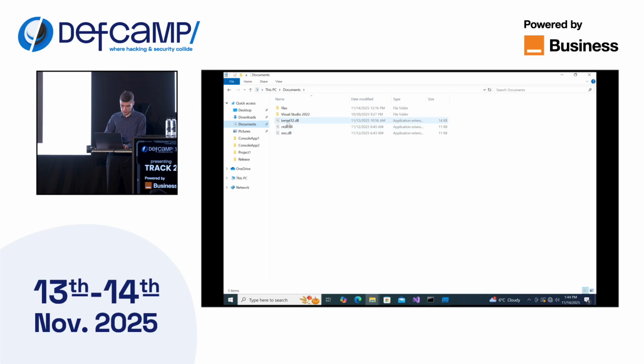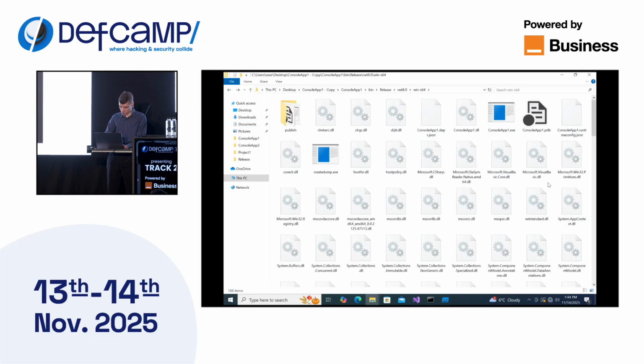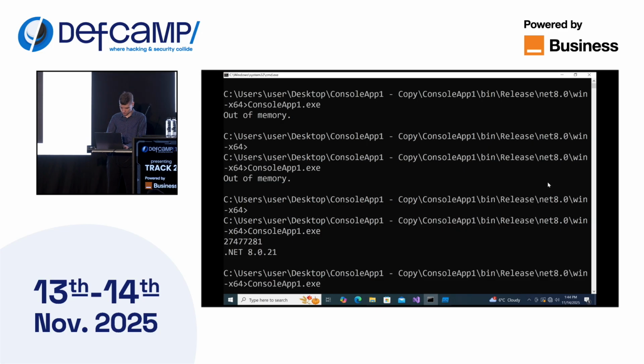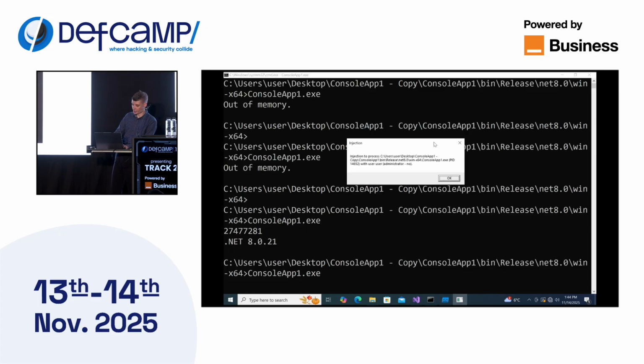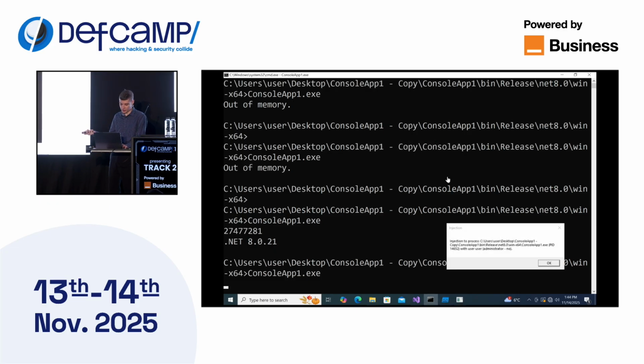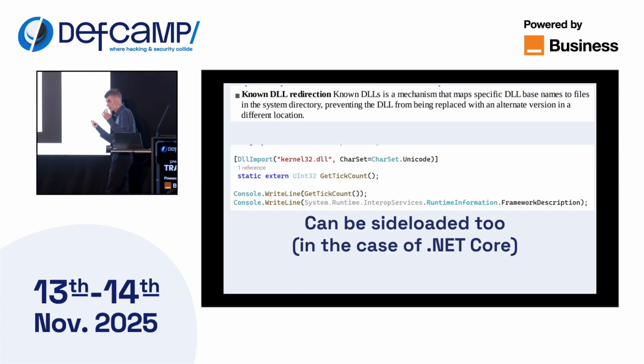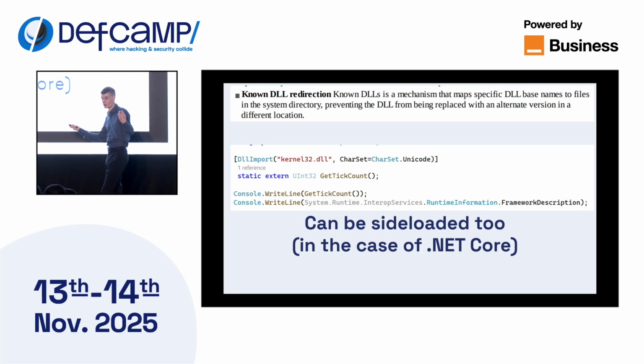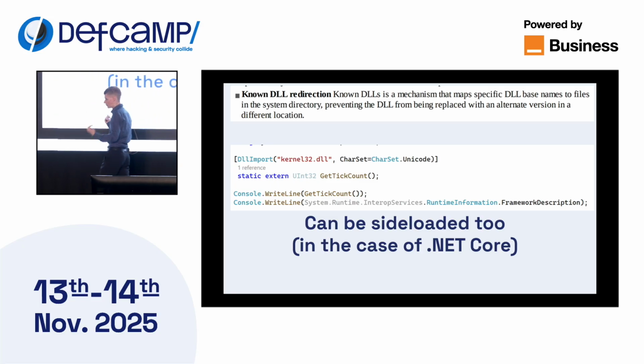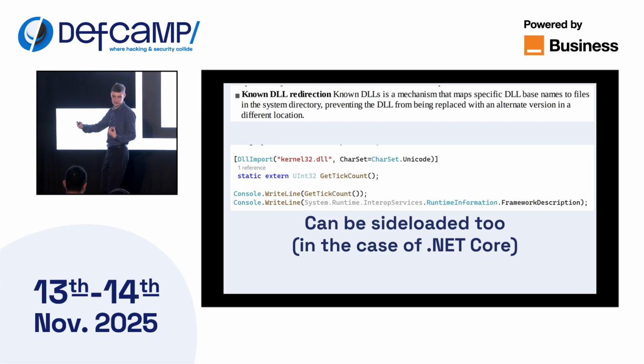However, if I copy the kernel32.dll to the folder, then we have a message saying that the injection has been successful. Again, if you know how DLL side-loading works, if you have ever seen it in the wild, you know that side-loading a known DLL is something near to impossible. But it turns out with .NET you can do it.